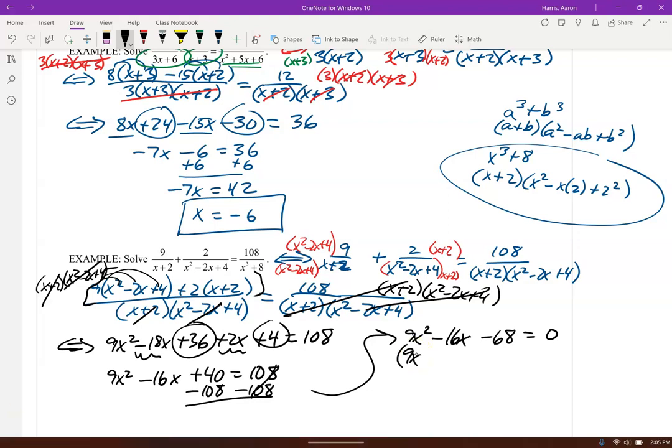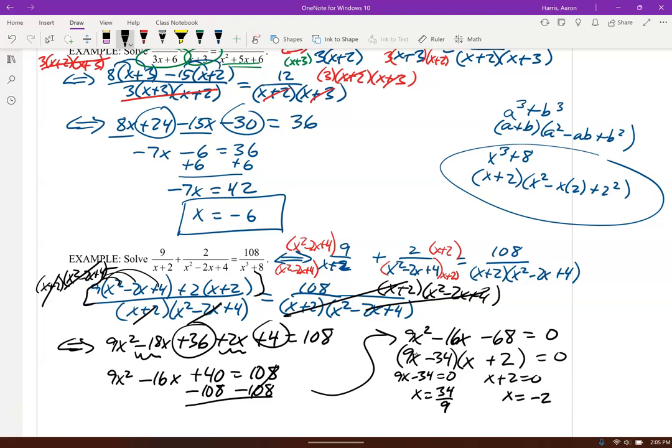Let's see, that'll factor into... So check that: 9x squared plus 18x minus 34x minus 68. Yep. So 9x minus 34, oops, 34 equals 0. Add 34, divide by 9, divide by 9. So 34 ninths.